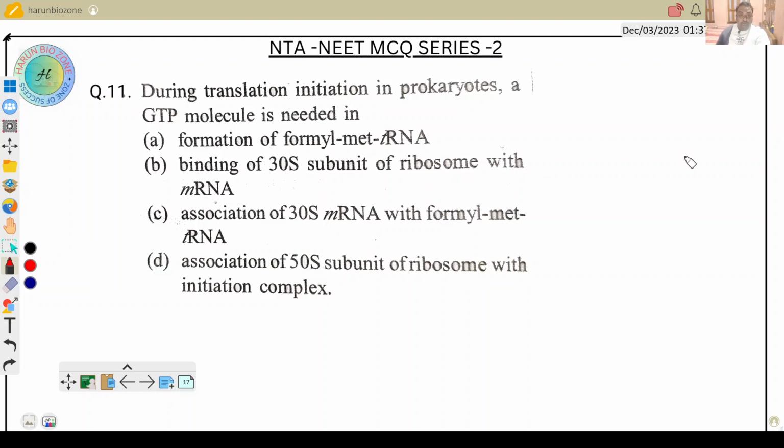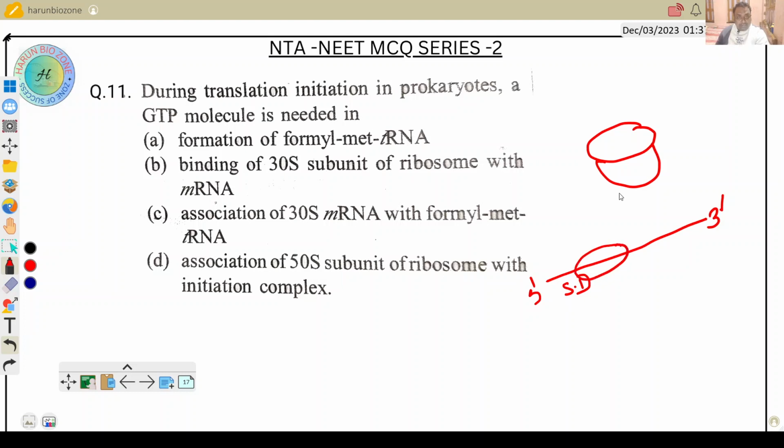The ribosome is made of 2 subunits, the 30S ribosomal subunit and the 50S ribosomal subunit. And association of 30S with mRNA: suppose this is mRNA, and this is the 5' region and this is the 3' region. First the Shine-Dalgarno sequence is present. Here the 30S subunit of the ribosome is attached with initiation factor 3 and initiation factor 1. Clear? Then the tRNA, this is formyl methionine tRNA, fMet tRNA, comes here, where the start codon AUG is present.